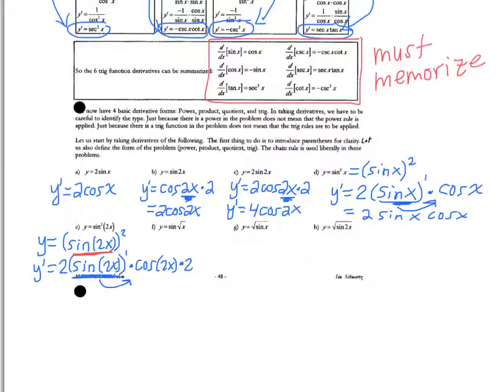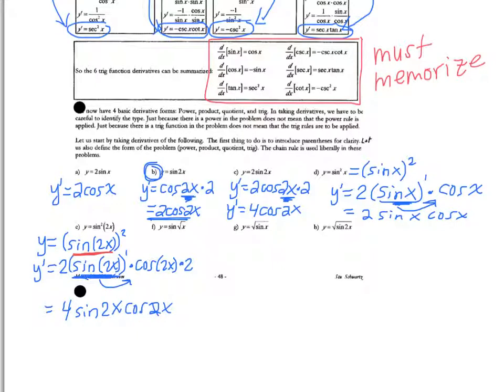So if I were to say to you, find the derivative of just the sine of 2x, which we did up here in part B, we knew the answer was 2 cosine of 2x, right? So when we clean this up, we have 4 sine of 2x cosine of 2x. Okay?